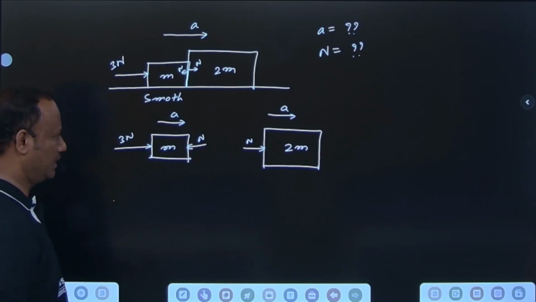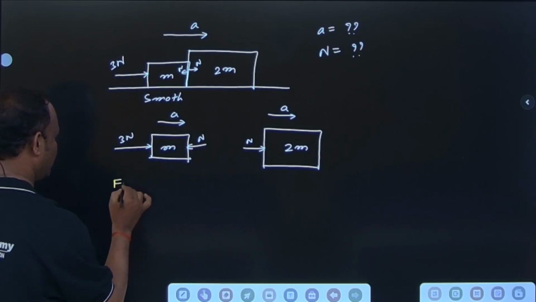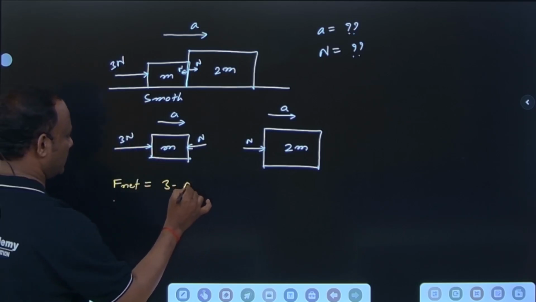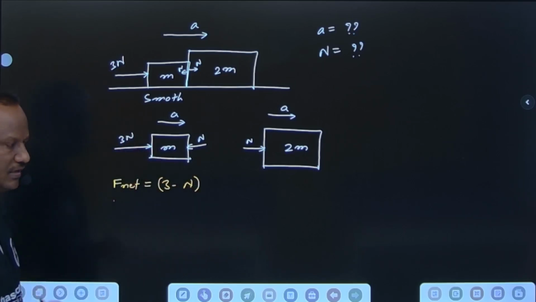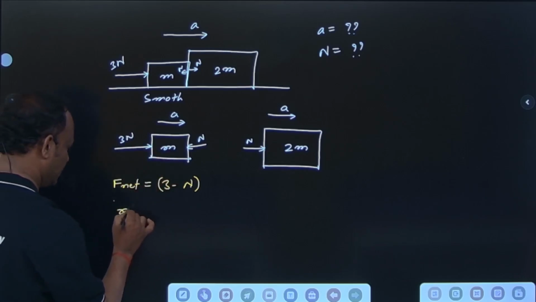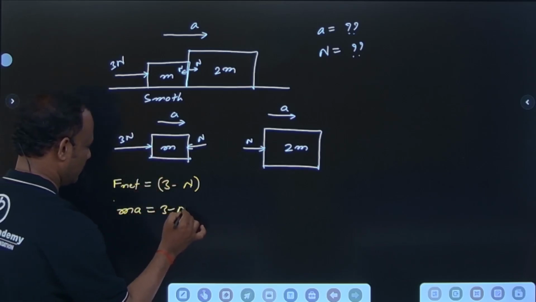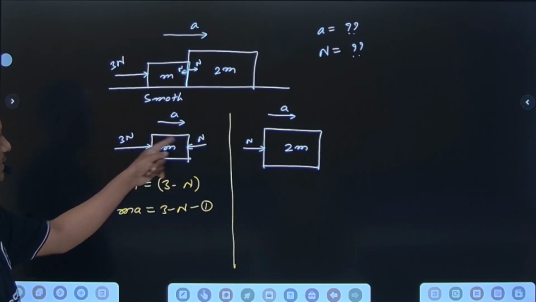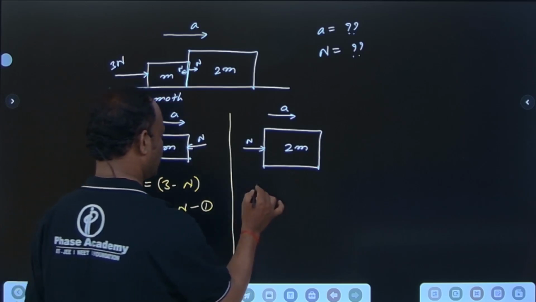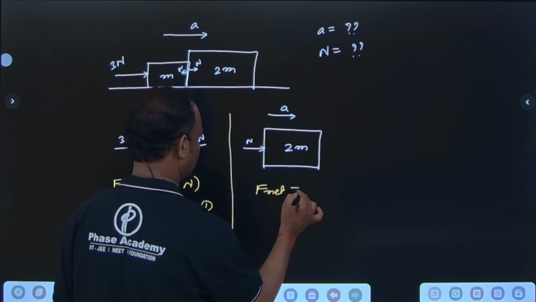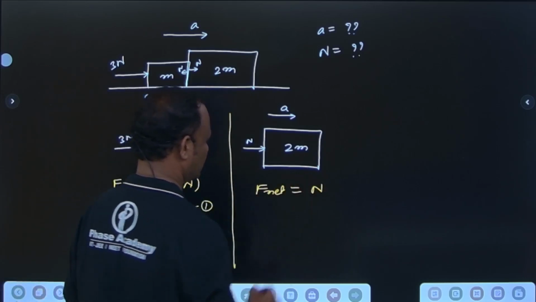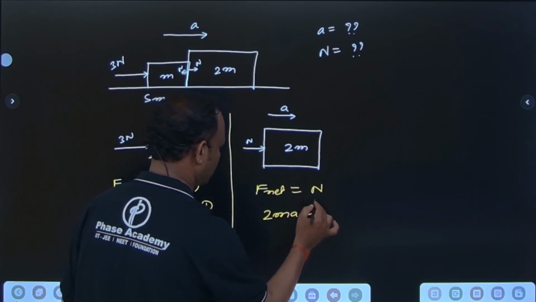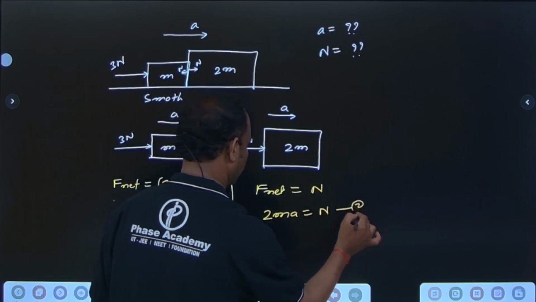In the forward direction. Okay, net force F net is equal to 3 minus n. F net means what? Newton's second law. It's what? ma is equal to 3 minus n is my first case. Here, for the second body, net force, how many forces are acting? It's n. F net means what? ma. So 2ma is equal to n. This is my second condition.